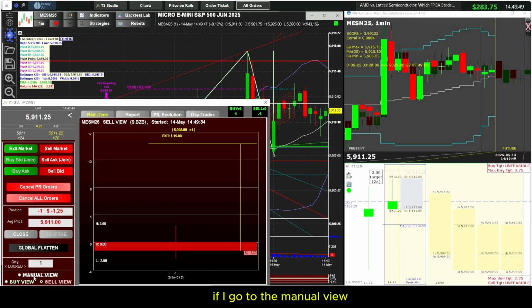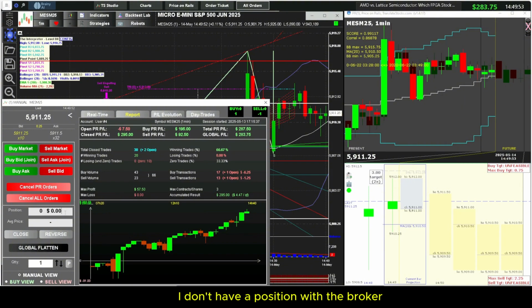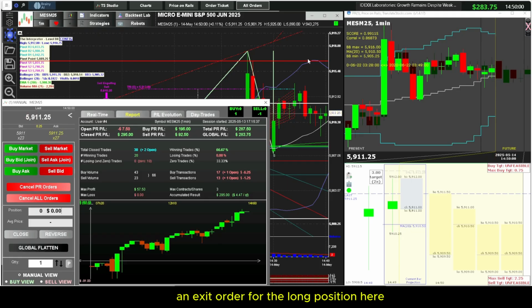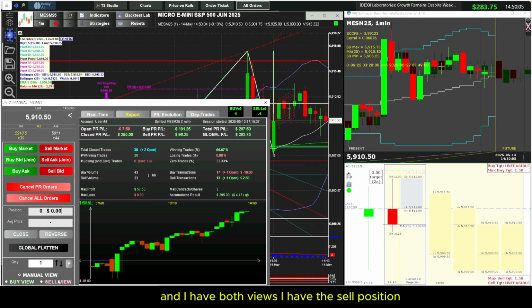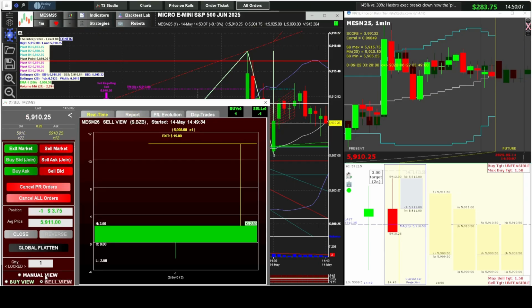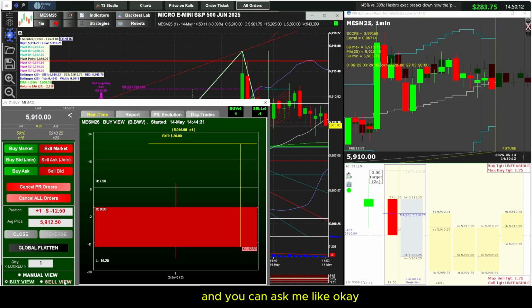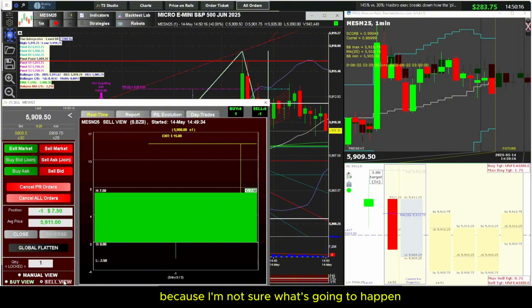If I go to the manual view, I will see my current position. I don't have a position with the broker because I have an exit order for the short position and an exit order for the long position here. And I have both views. I have the sell position and I have the long position here. And you can ask me, okay Carlos, why did you do that? Because I'm not sure what's going to happen.